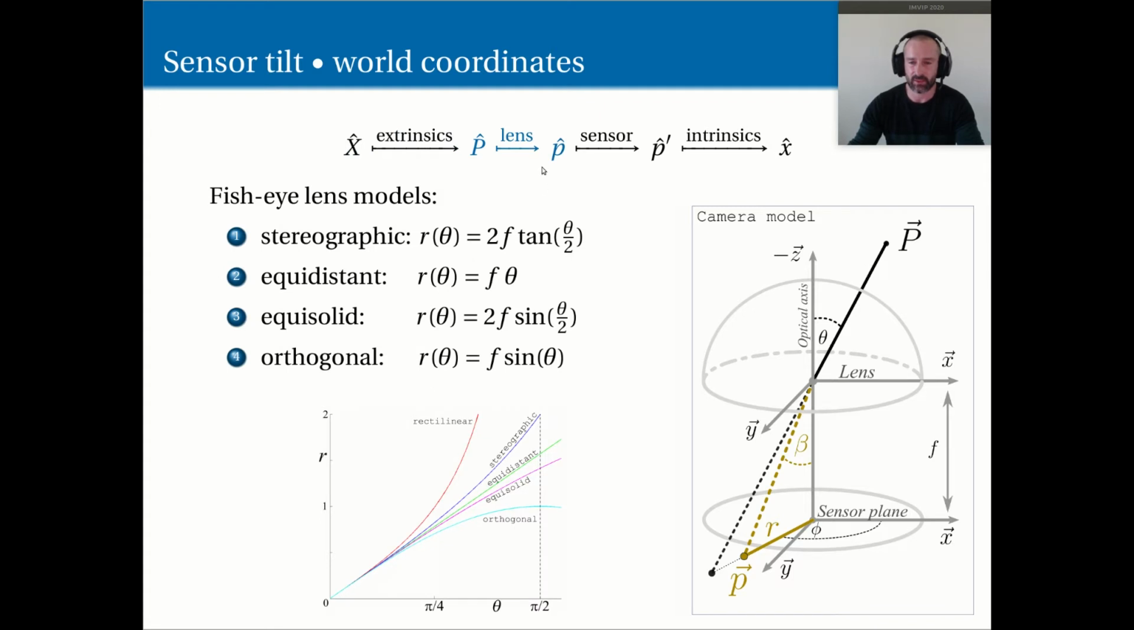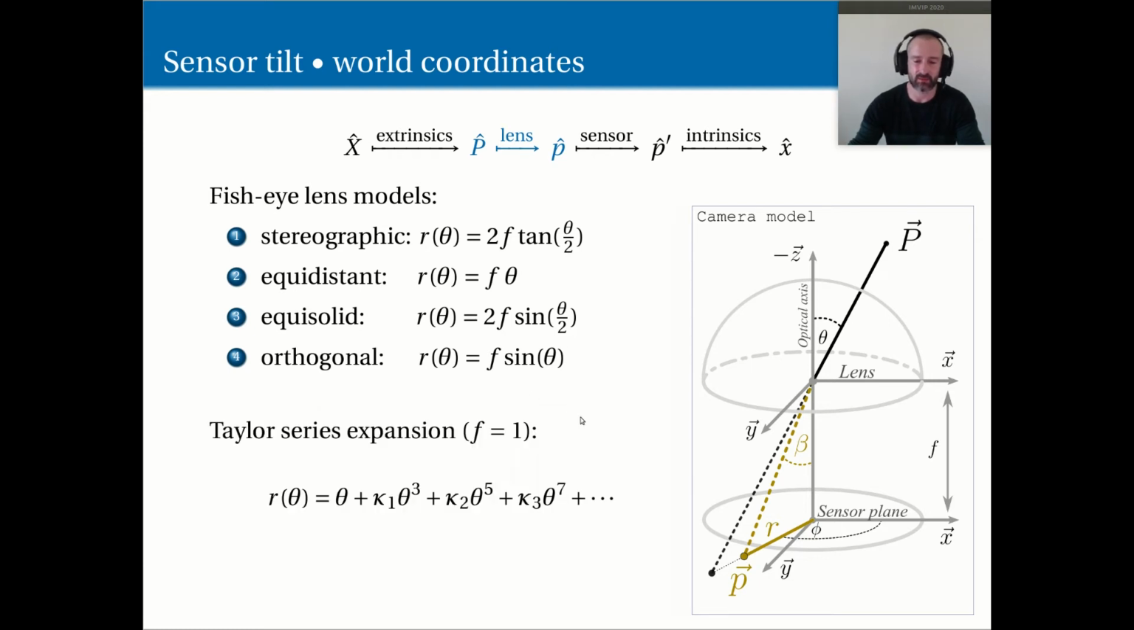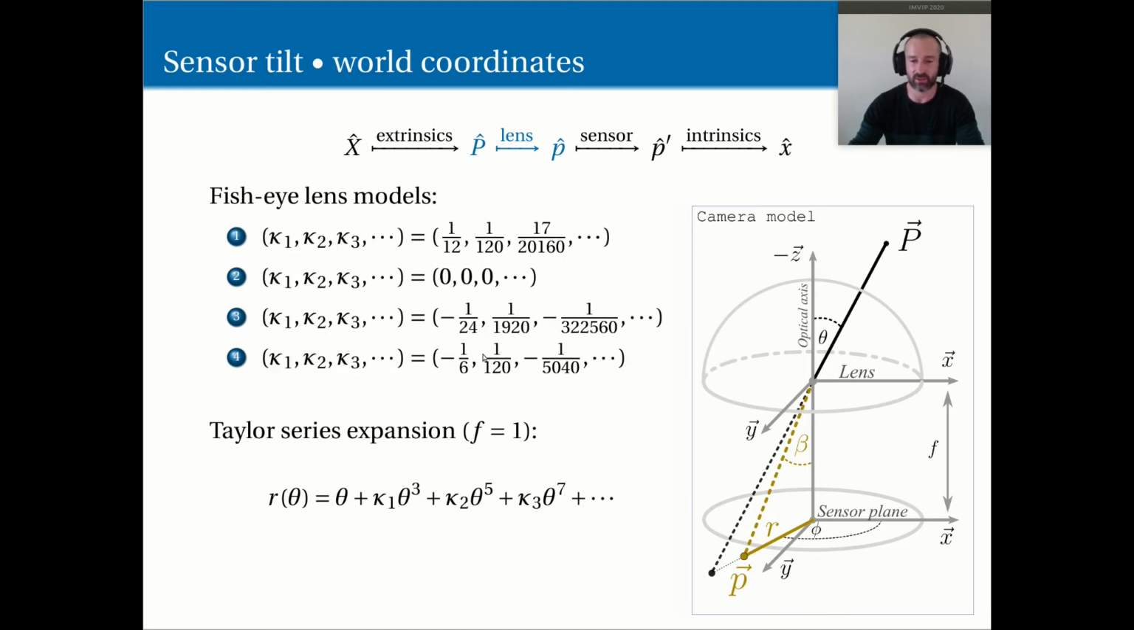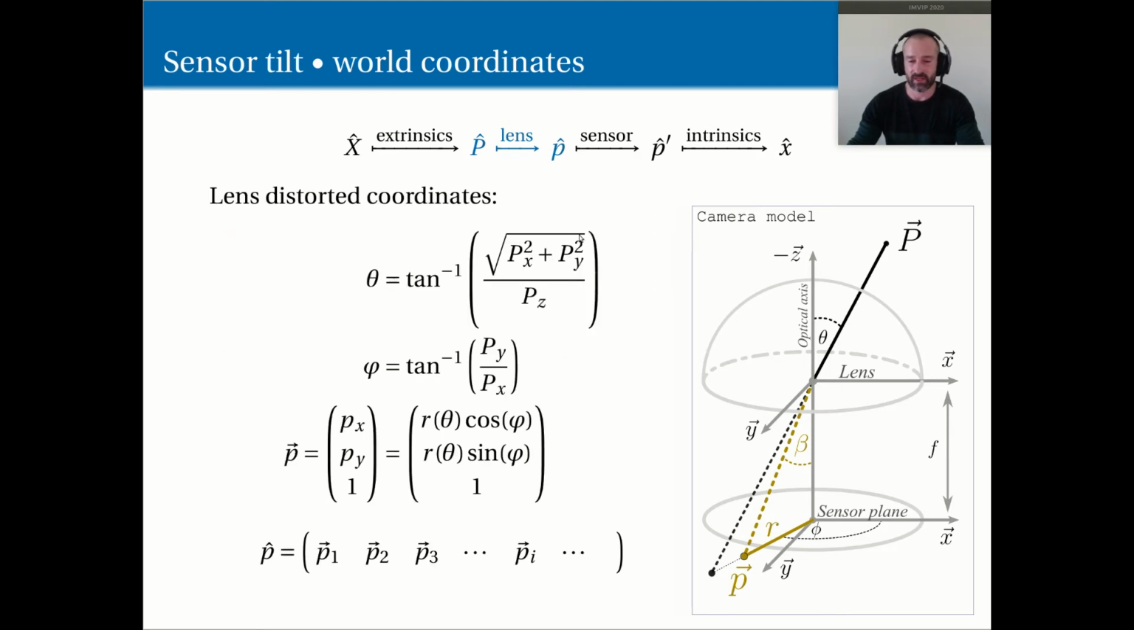The next mapping is a nonlinear map from world coordinates to lens distorted coordinates P. Here are 4 of the fisheye lens models and the radial distortion curves below. These can be combined into a single equation using the Taylor series expansion, where the first 3 coefficients of each of these models is quoted above. So given a field angle theta and our azimuthal coordinate phi, we can write the lens distorted points in homogeneous camera coordinates as shown here.